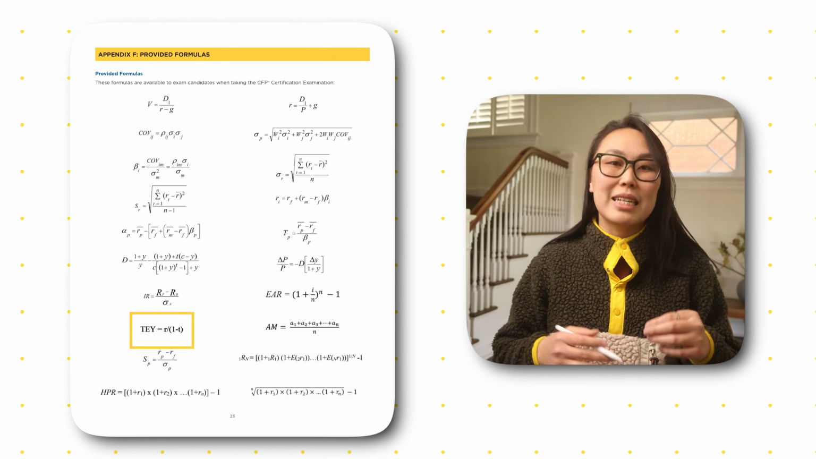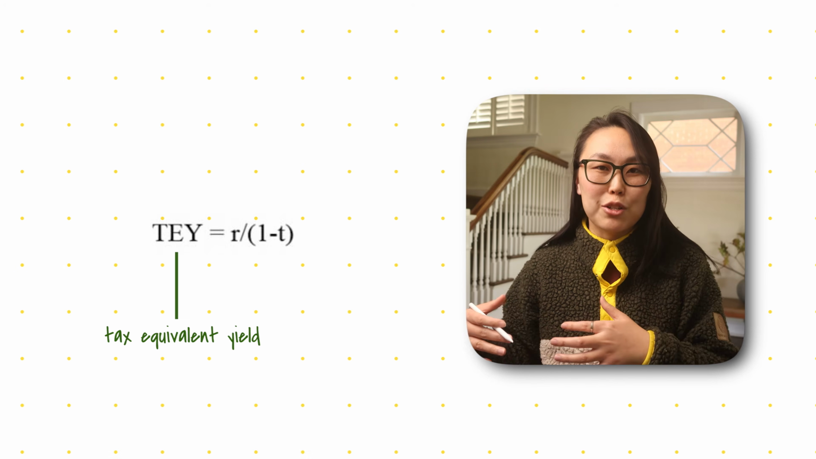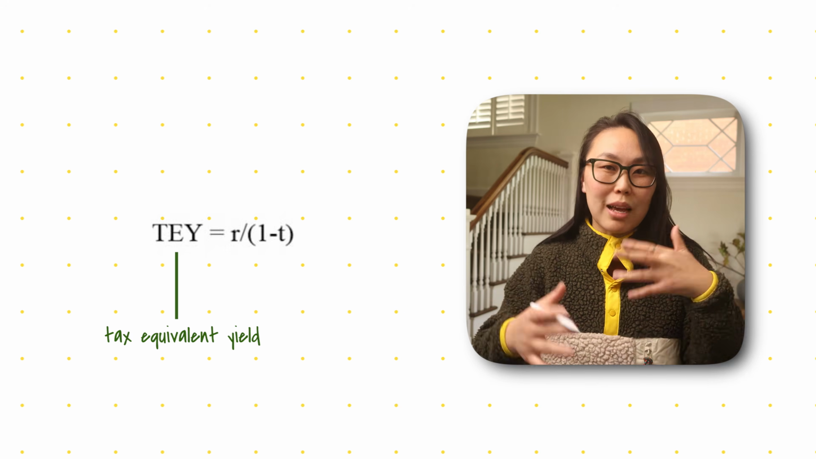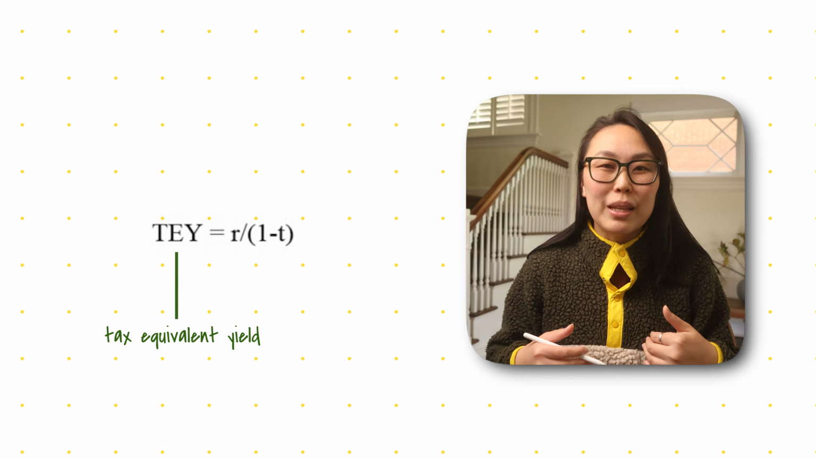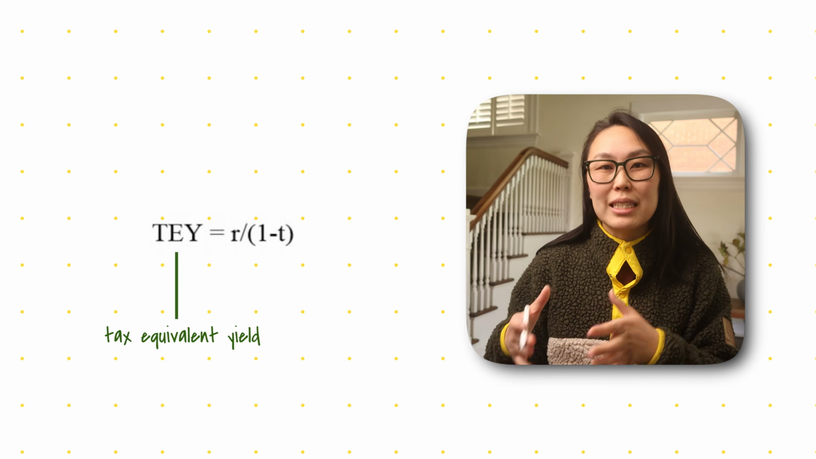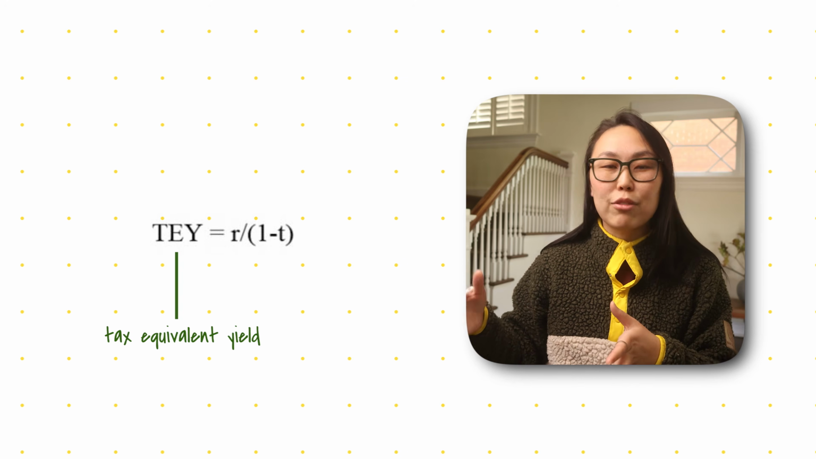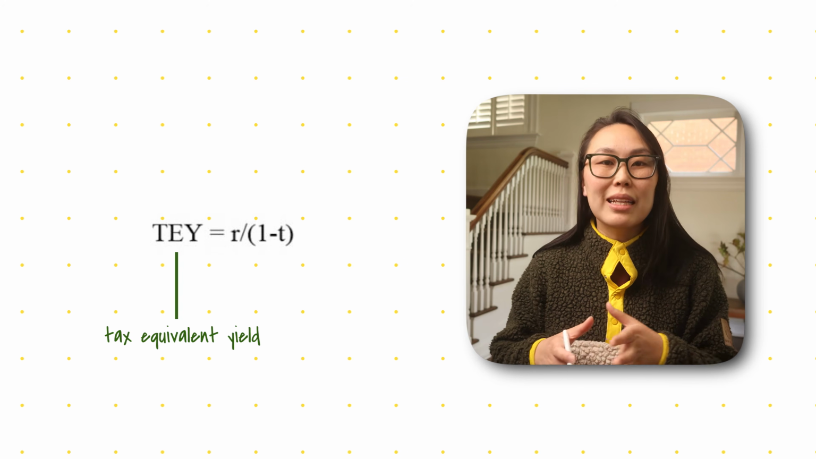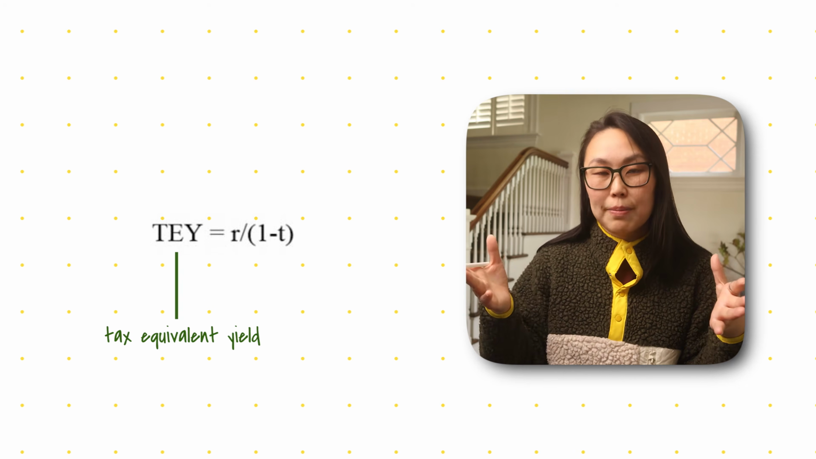Now let's move on to TEY, tax equivalent yield. Now, I really wish this formula had come right after the bond equations, because that would make more sense, but here we are. This formula lets you calculate the pre-tax yield that would be equivalent to a tax-exempt yield after accounting for taxes. Basically, it lets you compare tax-free municipal bonds against corporate bonds.